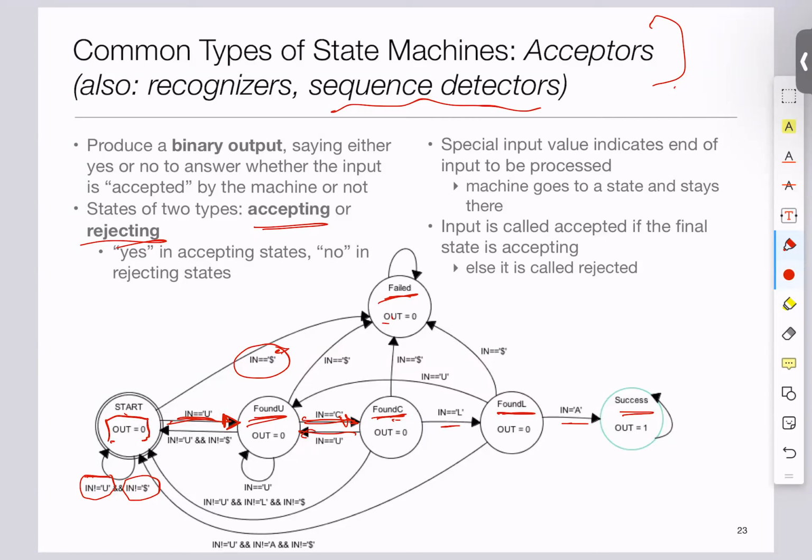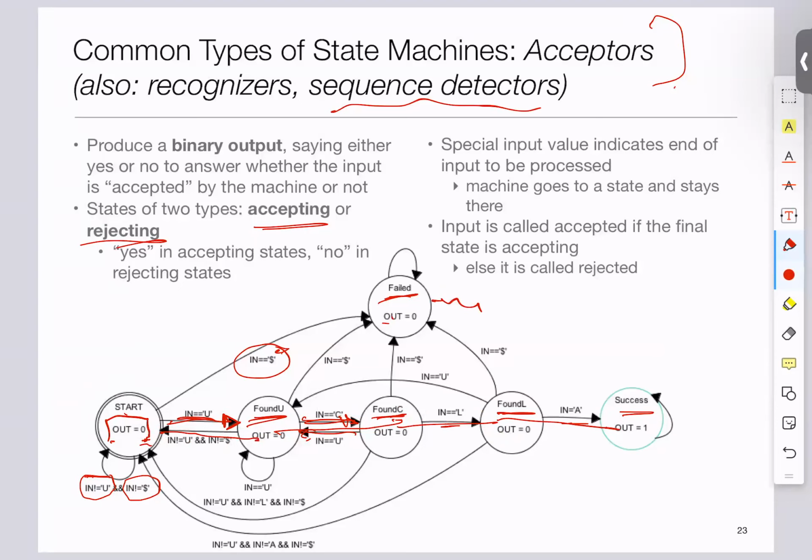The way we approached this, as shown here, is the following. You first think of the positive case. I start with something, and if I see a U, I move to the next state. I see a C, move to the next state, then L, A, and that's my accepting state. Everything else is a variation from it. If I am in any of these earlier states and I get the dollar, then that means game over. I didn't see UCLA. I just get to the failed state, which is here, and I stay put there.